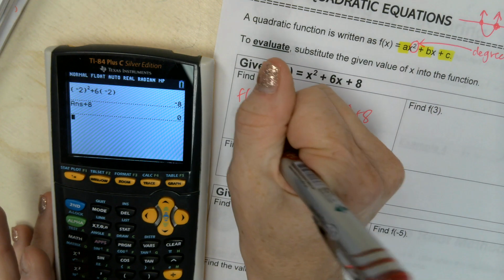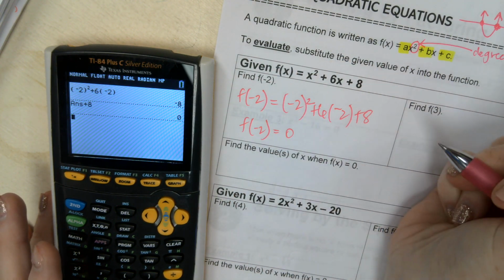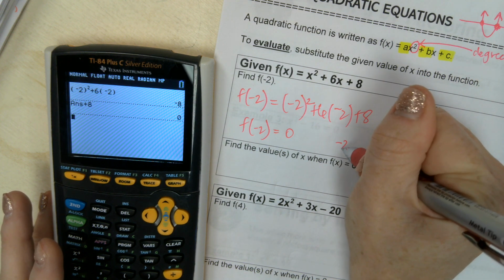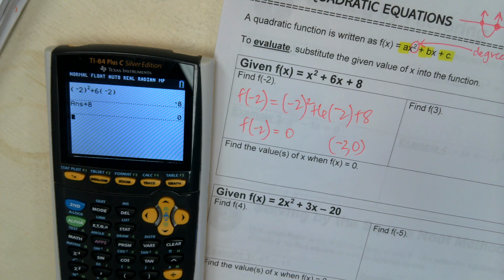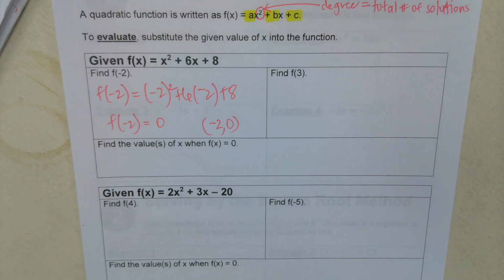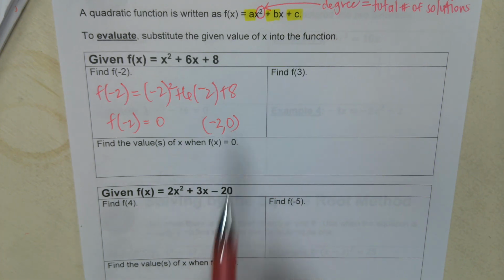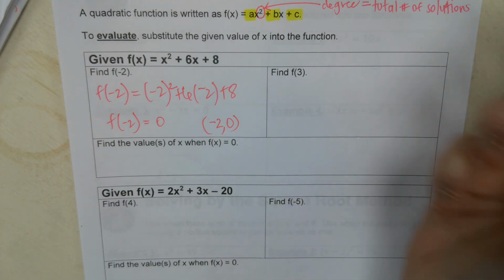And what do I get? 0. Y'all can speak up. So I plugged in -2 and I got out 0. I can write that as an ordered pair, and ordered pairs can be plotted. Where would that point land? On the x-axis, yeah. So this ends up being one of my x-intercepts.